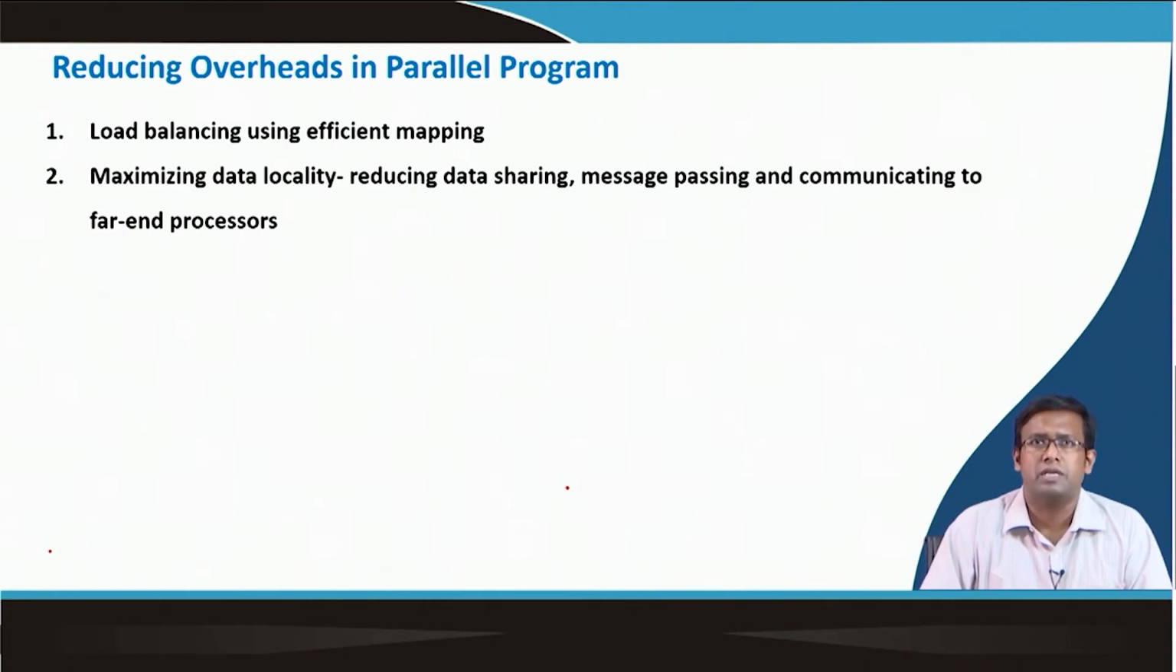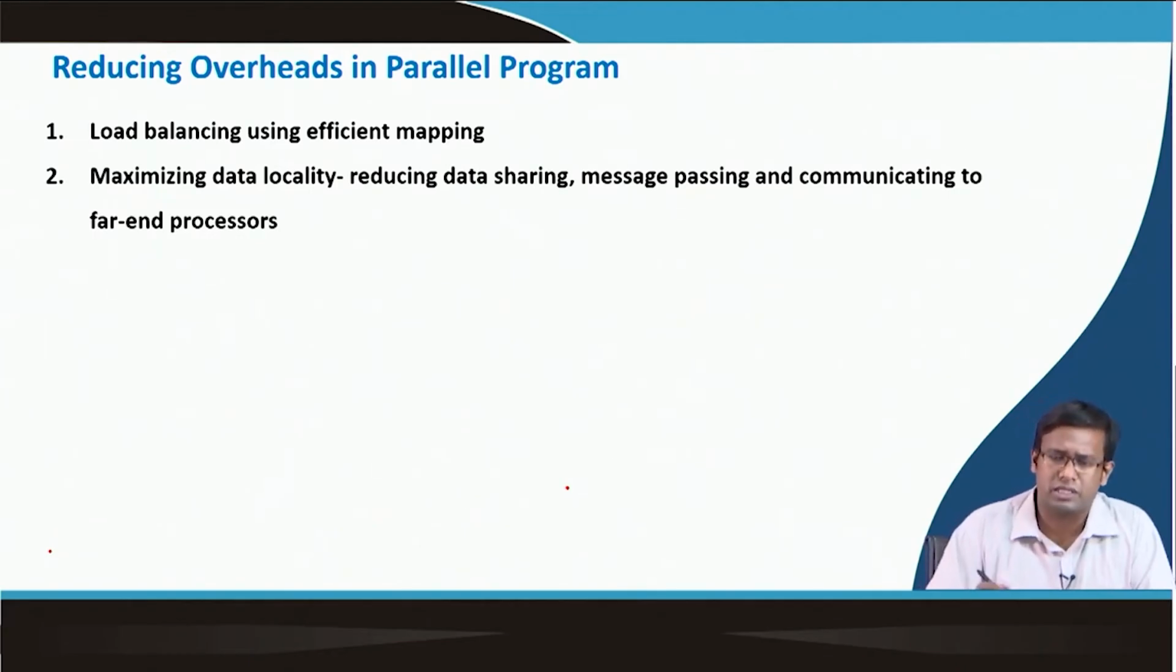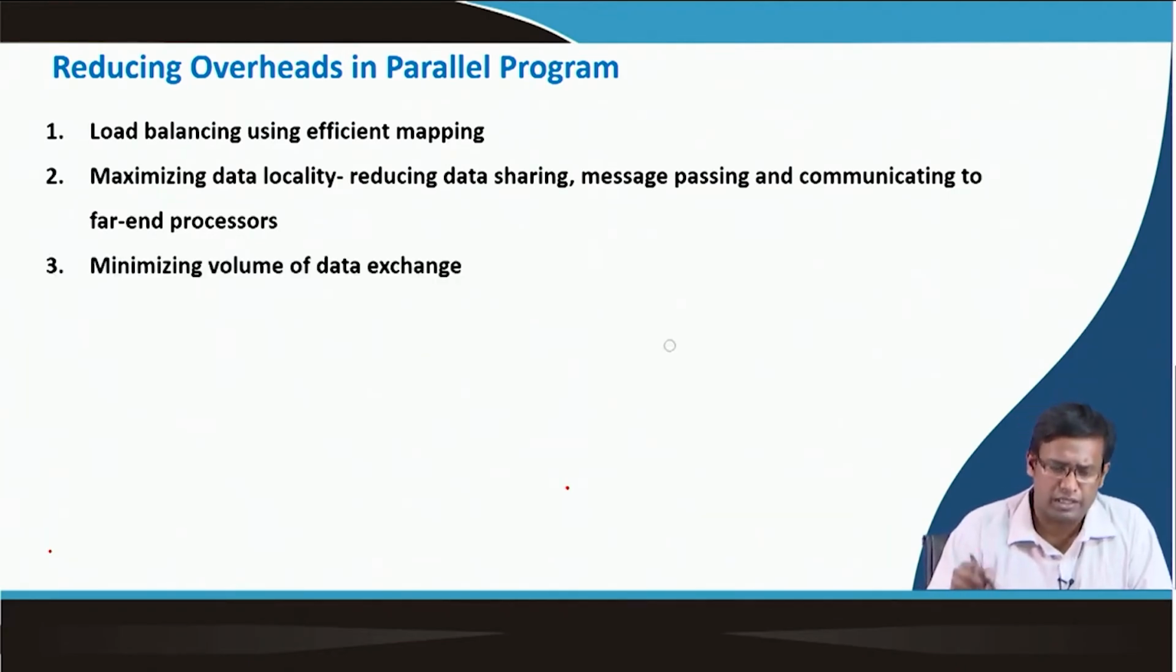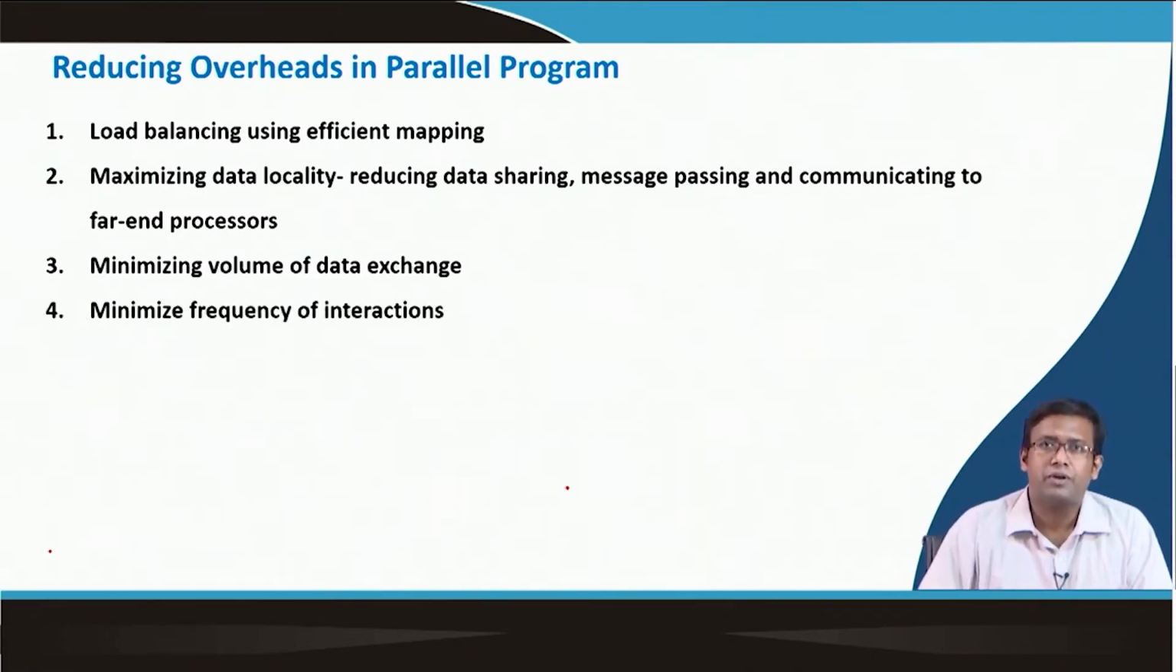Also reduce the message passing, and it should communicate to the nearer processors. In case of a distributed memory, communicating with a far end processor will have its own overhead due to the hopping time and other communication overheads. We have discussed these things earlier while discussing architectures. Minimizing the volume of data exchange is important, especially in case of distributed memory computers, as the data transfer time is more if the volume of data is more. So, minimizing the data volume, minimizing the frequency of interaction.